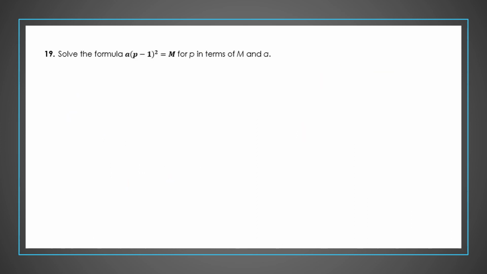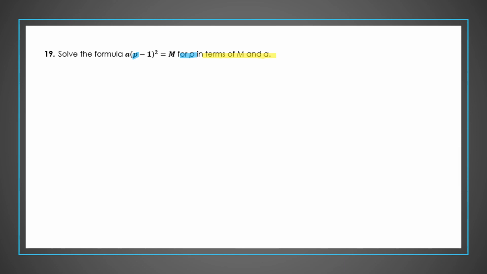On number 19, we are solving the formula a times p minus 1 squared equals m for p. That means we are going to isolate p in terms of m and a. In terms of m and a just means that when you solve, you are still going to have m and a in your equation. P is going to be isolated, but m and a will still be there.